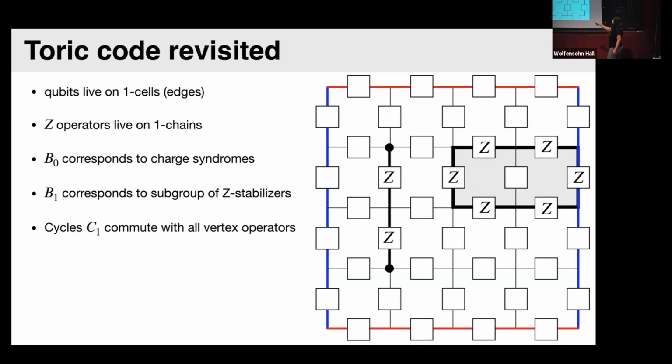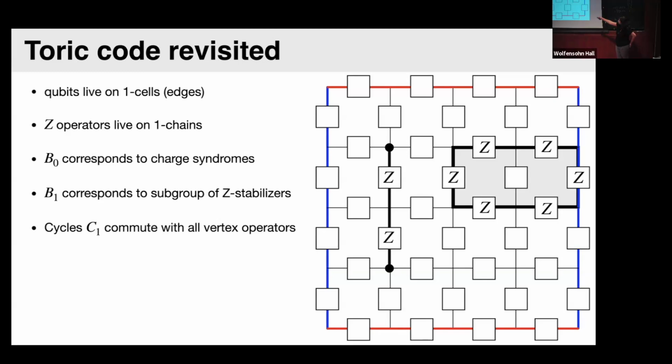Now you can easily see what charges look like. If you act with a collection of Z's on these two links, you trigger a charge here and a charge here, okay? But this is just the boundary, right? It's just a 0.